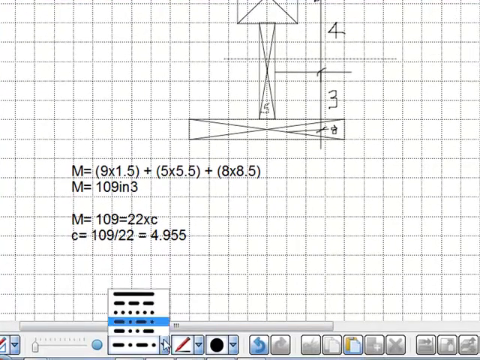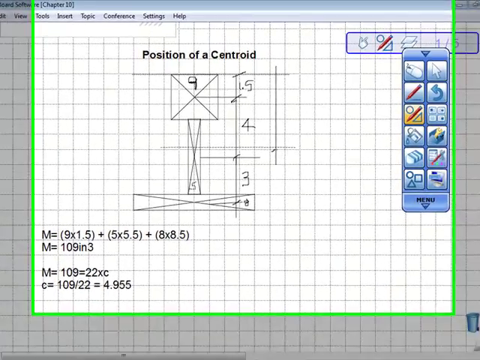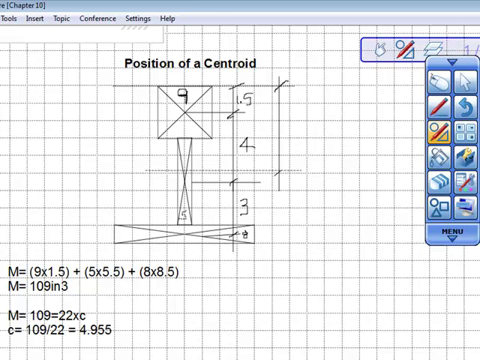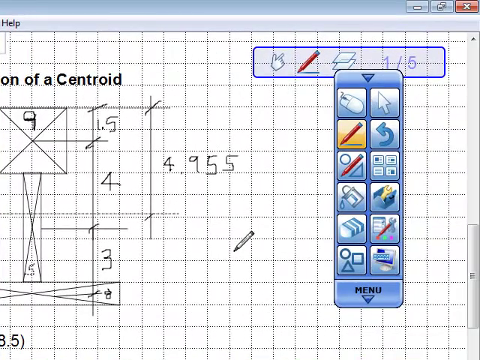So when you find your centroid, and you'll need to know how to find it for other problems later on, that is going to be equal to 4.955. And then if you wanted to double check yourself, you could go the other way around. Put your plane of reference down here and do it all over again, and it should come out the same way.